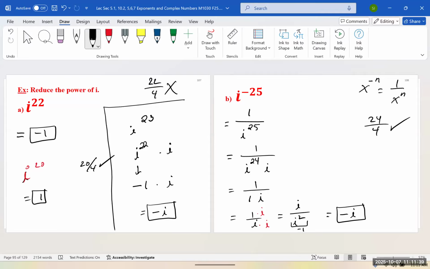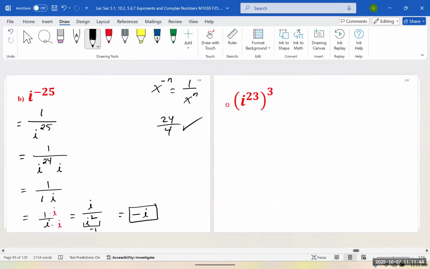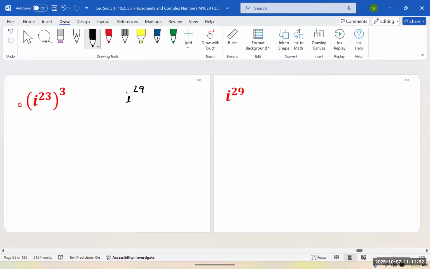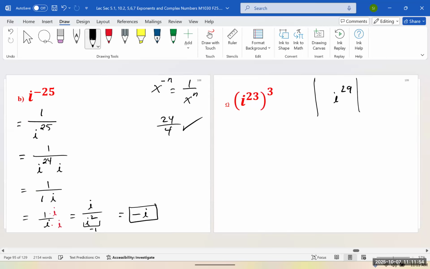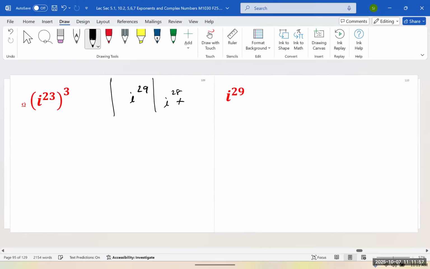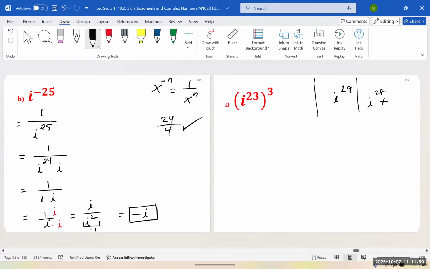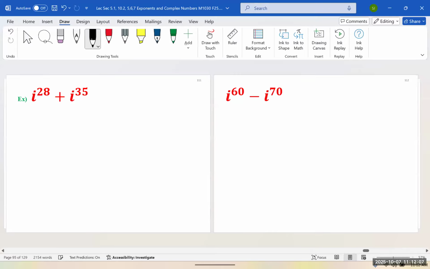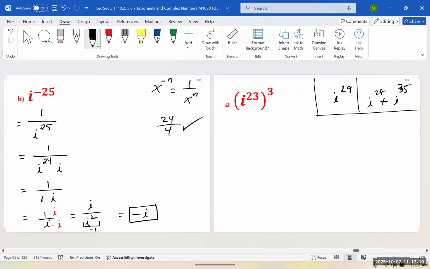Any question? Okay, then a few more examples. Let me put all of them together. So I to the 29, and then I to the 28 plus I to the 35. And then 60, 70. I to the 60. I to the 70.